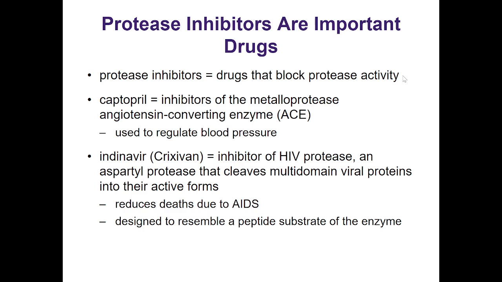And that usually would cleave the multi-domain viral proteins into their active forms. We'll reduce that activity. We'll get less of the viral proteins in their active forms, and thus it's going to reduce the deaths due to AIDS because it doesn't develop as fast, right? This is designed to resemble a peptide substrate of the enzyme, and so this would be like a competitive inhibitor, right? Though, keep in mind, these actually do covalent modifications on them and covalently bind, right?